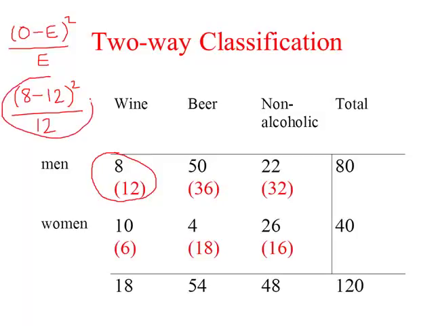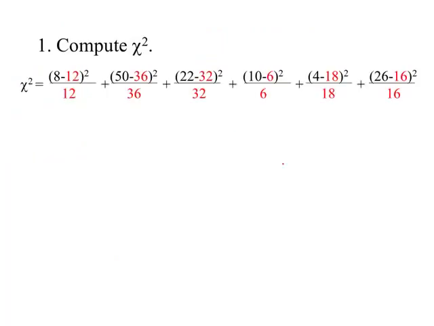So this represents this first one. You would do the same for 50 minus 36 squared divided by 36, 22 minus 32 squared, and so on. So that's where each of these 6 terms is coming from. If we actually put them all through the calculator and figure them out, these are the values we get. Again, we have 6 terms because we have 6 groups. Add them up in our chi-squared test and it gives us 29.7. So this is our chi-squared value.